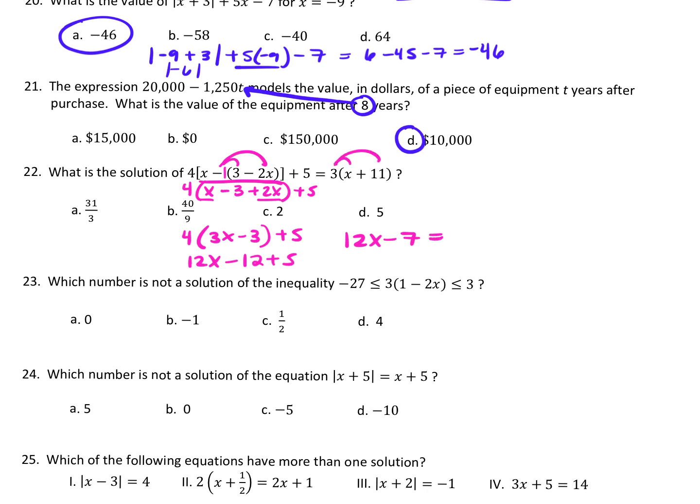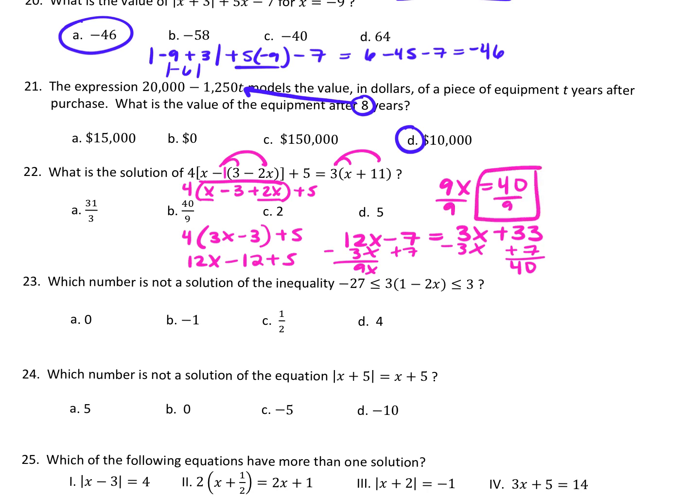And then this one, distribute that, 3x plus 33. So take away your 3x, you get 9x. Add your 7, you get 40. So we end up at 9x equals 40, and then divide by 9. That's not a nice number, so we're just going to leave it as 40 over 9.